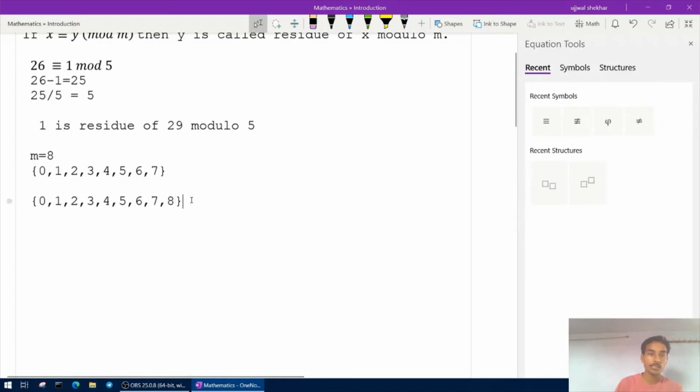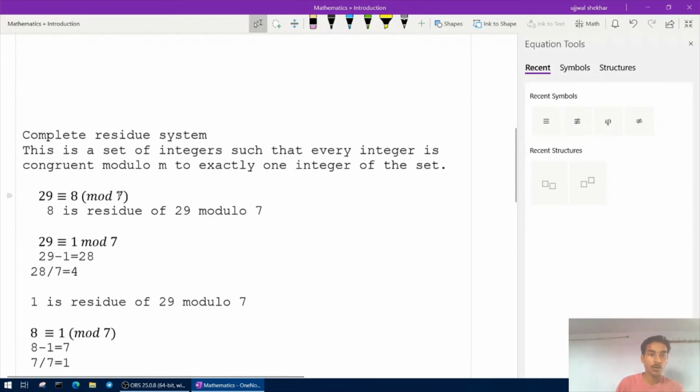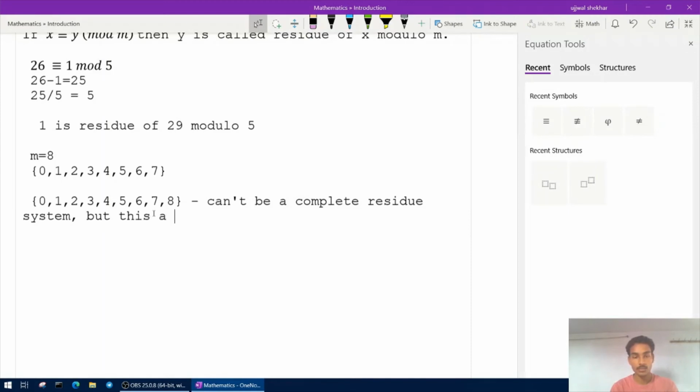In the same manner, 8 mod 7 gives 1. Irrespective of whatever integer I am taking, 8 and 1 are both in the same set. So this can't be a complete residue system. But this is a residue system, not a complete one.